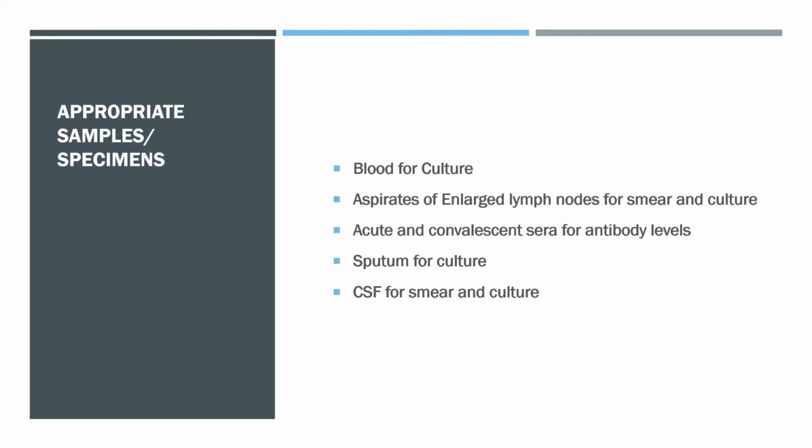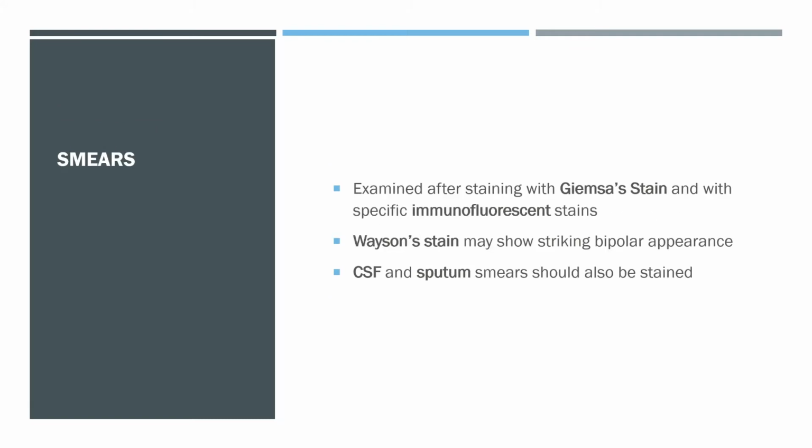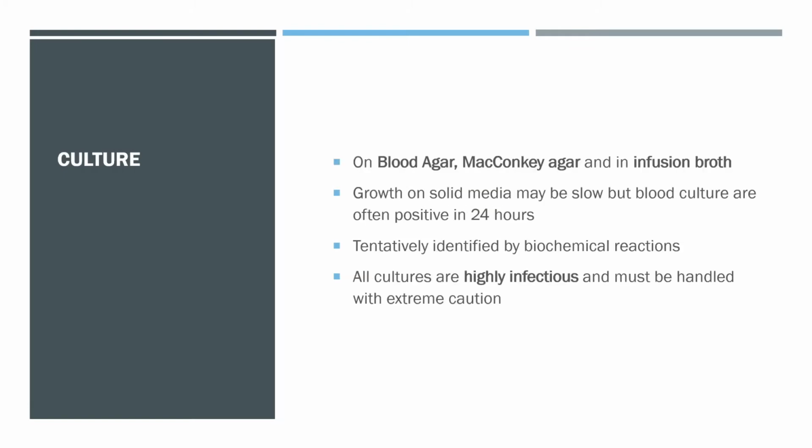Appropriate samples and specimens: blood for culture, aspirates of enlarged lymph nodes for smear and culture, acute and convalescent sera for antibody levels, sputum for culture, CSF for smear and culture. Smears are examined after staining with Giemsa stain and with specific immunofluorescent stains. Wayson stain may also show a striking bipolar appearance. Cerebrospinal fluid and sputum smears should also be stained.